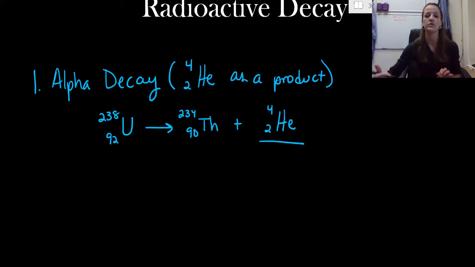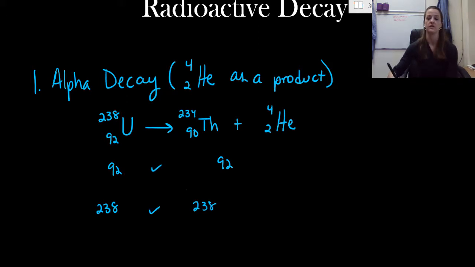Then you check to make sure it's completely balanced. We have 90 plus 2 on the bottom, so we have 92, and on our reactant side we also have 92, so that balances out. On our reactant side we have a mass number of 238. On the product side it's 234 plus 4, which is also 238. That also balances, so this is a good reaction. This is a classic example of an alpha decay reaction.